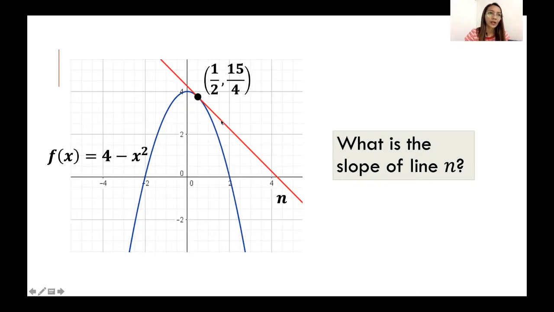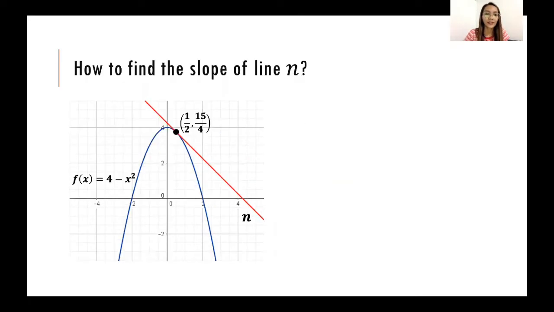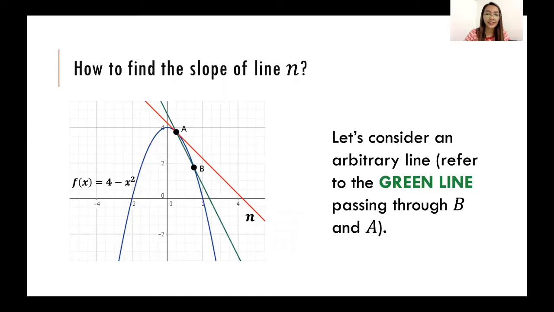Are we able to solve the slope of line n immediately? Can we? Okay. Suppose that we have a green line. So this is the point A from earlier, that's 1/2 and 15/4.